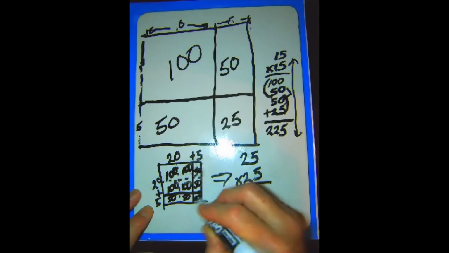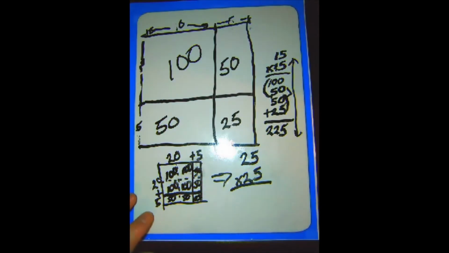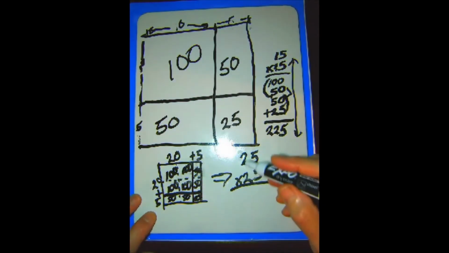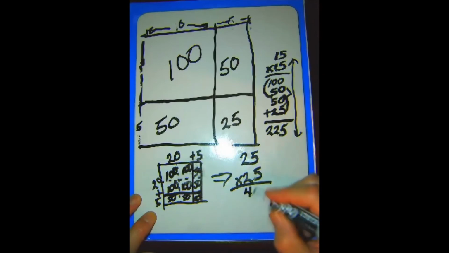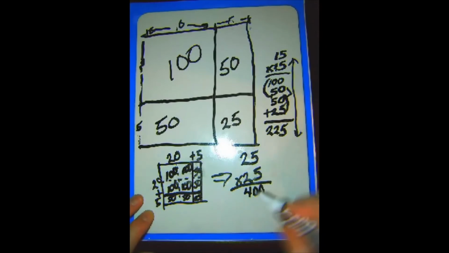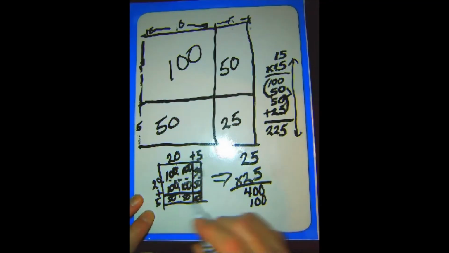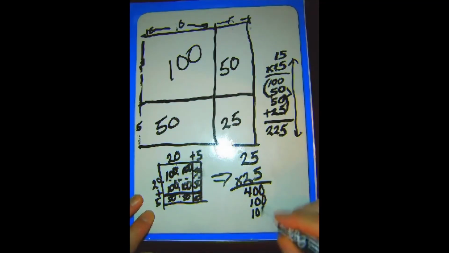So I would say that 20 times 20 gives me 400. I would say that I have 100 here. I would say I have 100 here. I would say I have 25 in the corner for a total of 625.